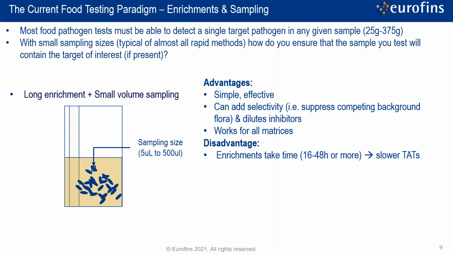The advantages of this are many. It's simple, it's effective. You can add selectivity through the addition of selective and differential agents. You can suppress competing background flora, and it dilutes out inhibitors. It also essentially works, or could be made to work, for almost all matrices. Of course, the big disadvantage here is that it takes time, and again, it slows your turnaround time.